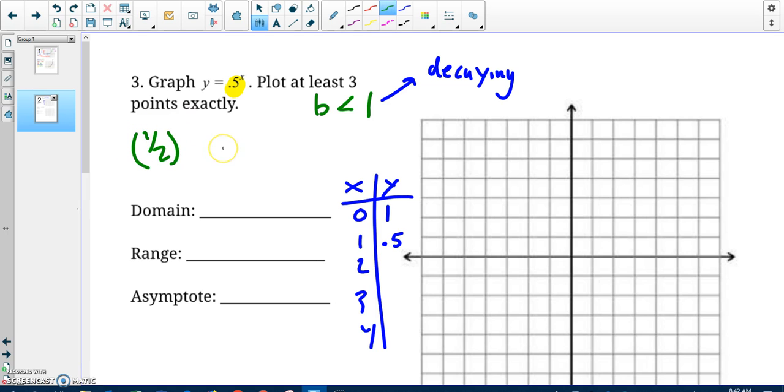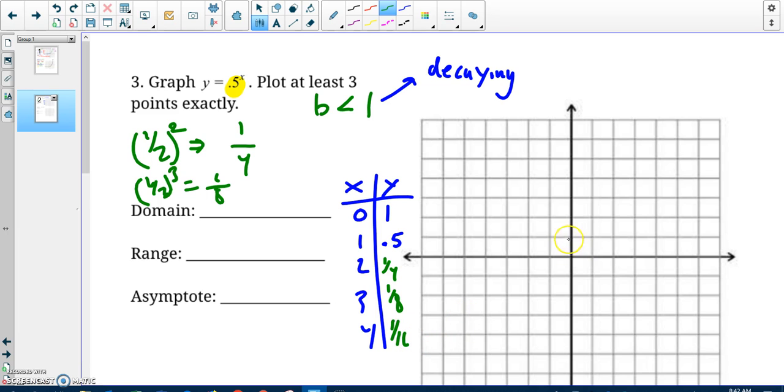You guys know that. 1/2 squared. Well, remember when you square a fraction, you square the top, square the bottom, square the numerator, square the denominator. Square the numerator, 1 squared is 1, 2 squared is 4. So at 2, you get out a fourth. At 3, well, 1/2 cubed. That's 1 cubed, which is 1, over 2 cubed, which is 8. We're at 1/8. 4 should be at 1/16.